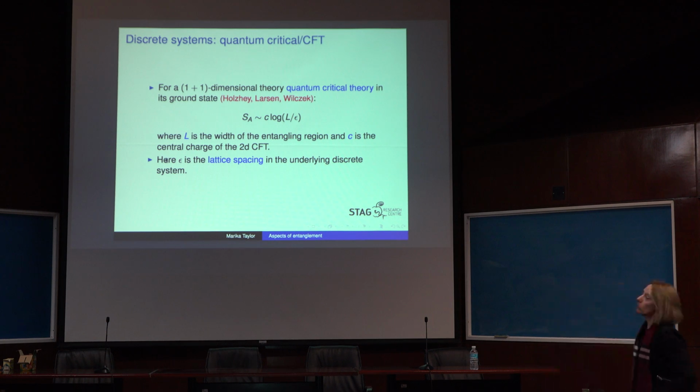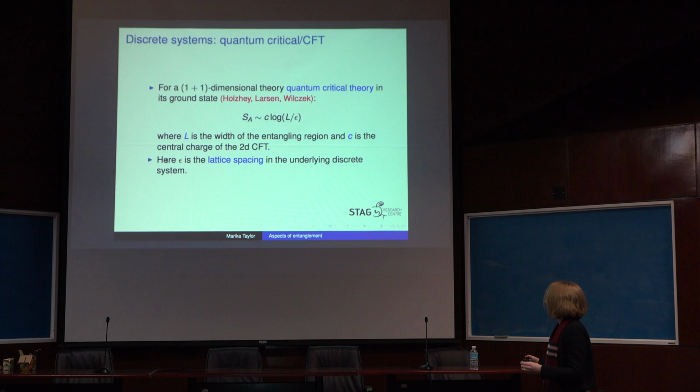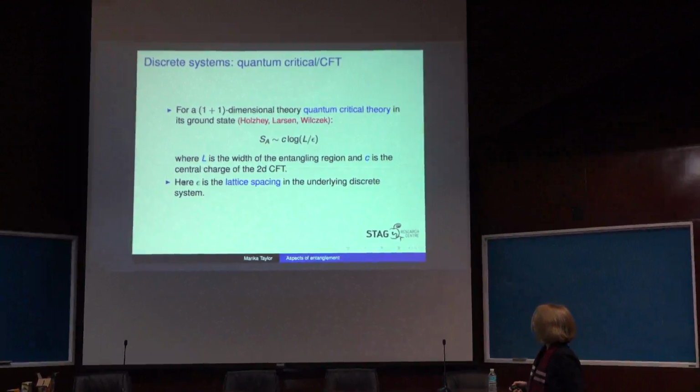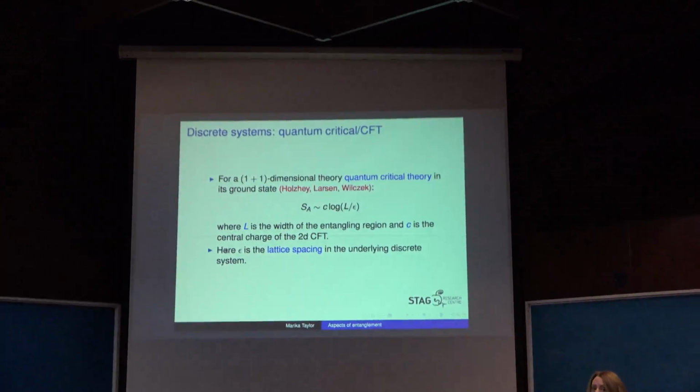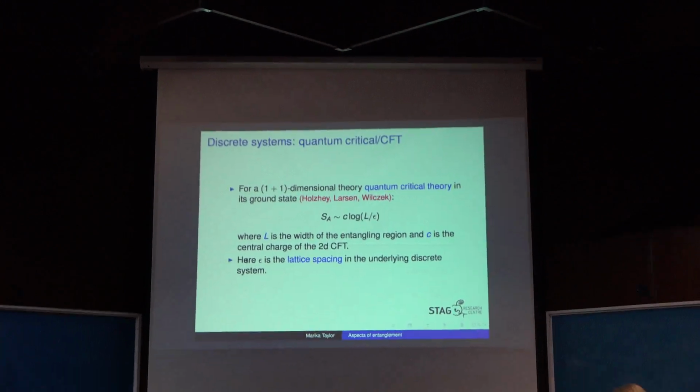So if you take something which is one space dimensional, one time dimensional, two space-time dimensional, quantum critical theory, a conformal field theory, very famously Holzhey, Larsen and Wilczek about 20 years ago showed that the entanglement entropy in the ground state behaves logarithmically with the width of the entangling region. And the prefactor here of this log is the central charge of the two-dimensional conformal field theory, which I mentioned the other day.